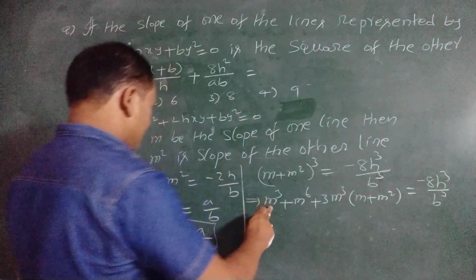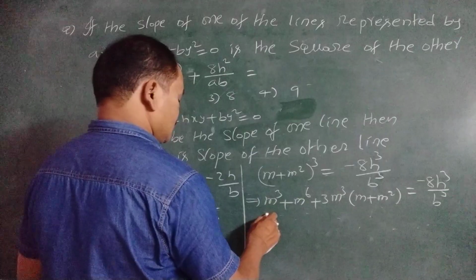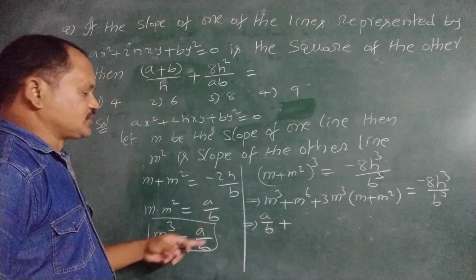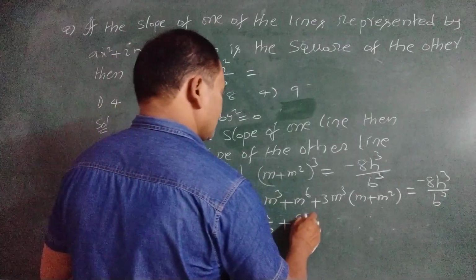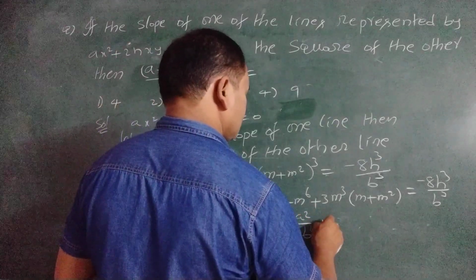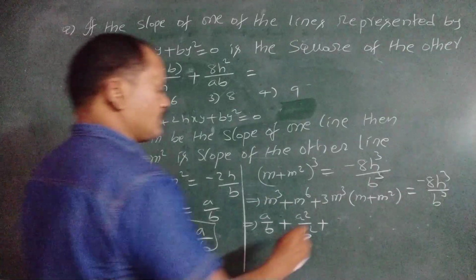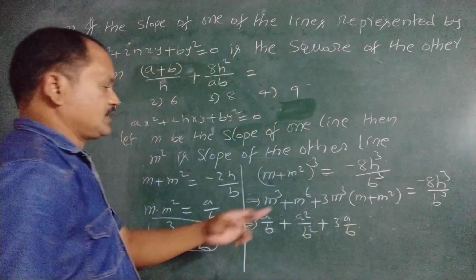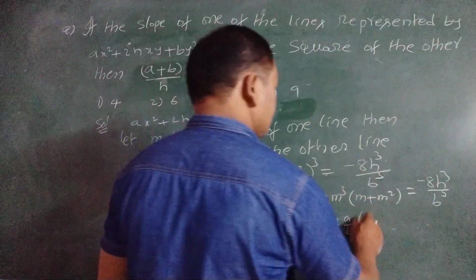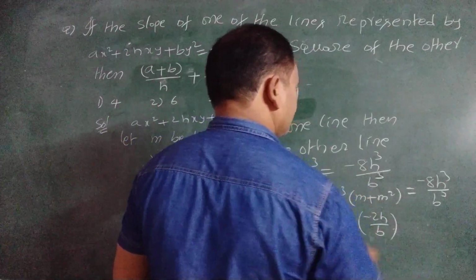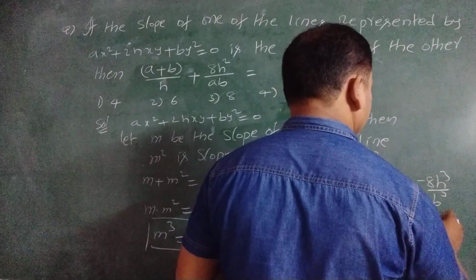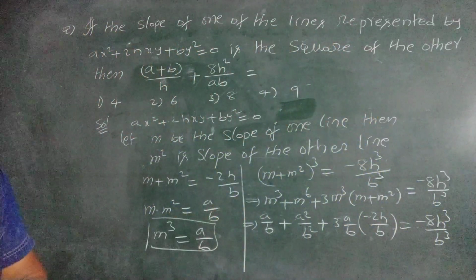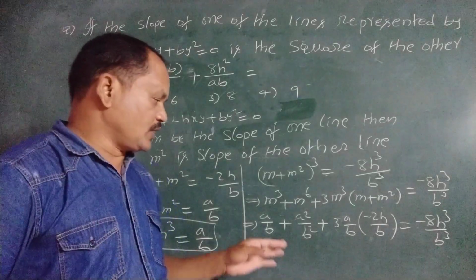Now, what is m cube? m cube is a by b, plus m cube whole square, that is m power 6, a square by b square, plus 3 times of a by b, and m plus m cube minus 2h by b is equal to minus 8h cube by b cube. Now we have to simplify this.